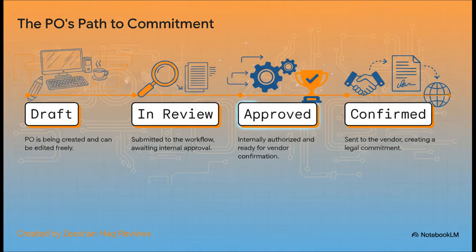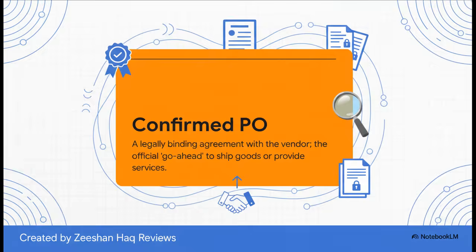The PO starts its life as a simple draft. Once the buyer hits submit, it flips to in review. This is where it gets passed around to managers, department heads, whoever holds the purse strings. And once it clears all those hurdles, boom, it gets that all-important approved status. Now for the big moment. The final step in this part of the journey is confirmation. This is huge because this is when the PO goes from being just an internal piece of paper to a legally binding contract with the vendor. Its status changes to confirmed, and it's officially game on.